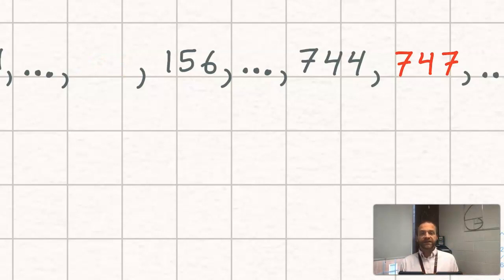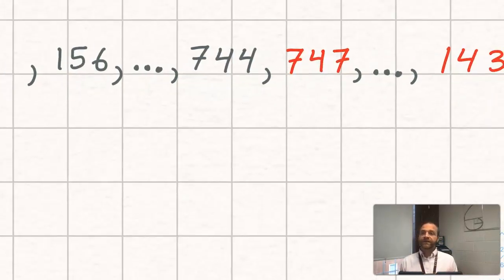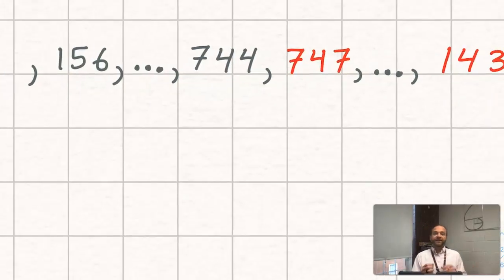And the same thing here, 744 and 747. If I take 7 plus 4 plus 4, and let's just say I do 7 plus 4 plus 7, those have sums that are divisible by 3. But only one of those numbers is even. So therefore, 744 is going to be divisible by 3 and 2, so it's divisible by 6.